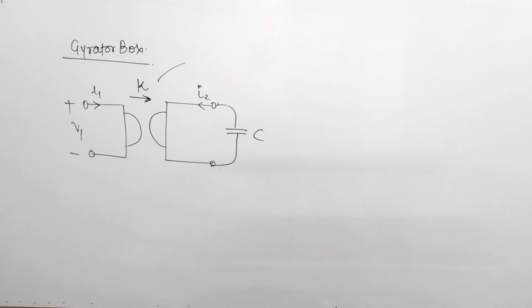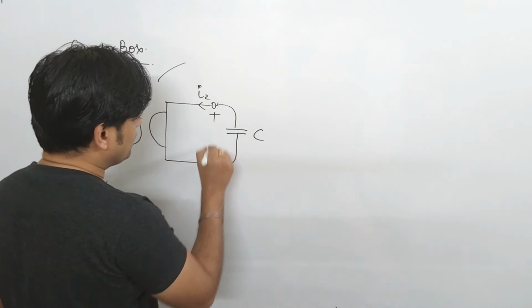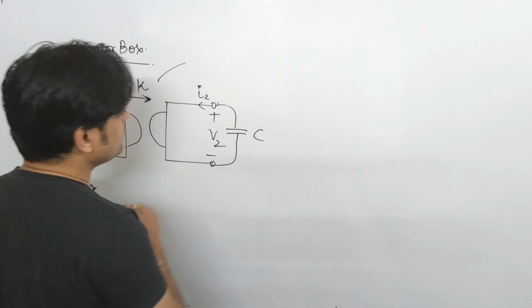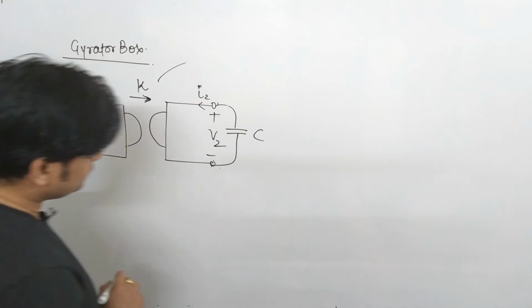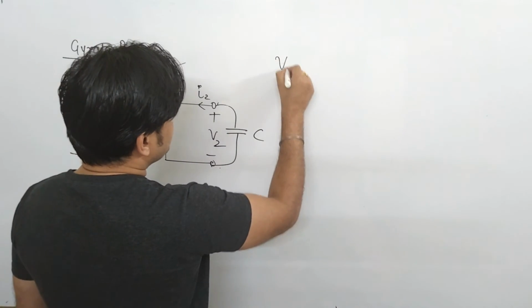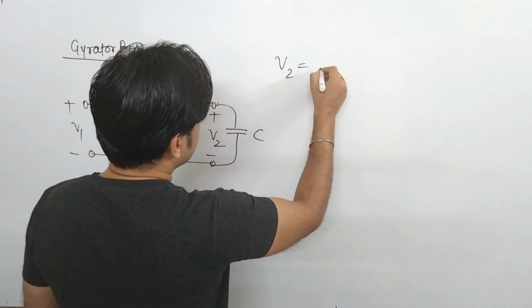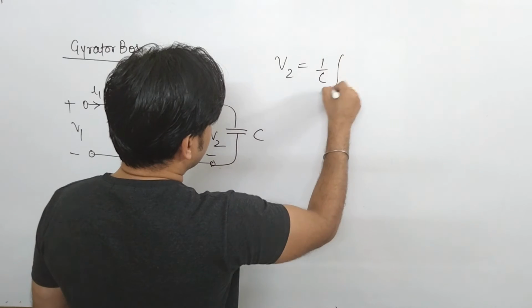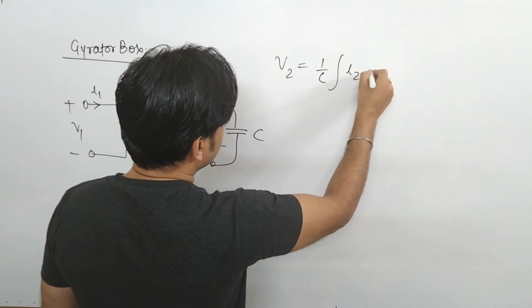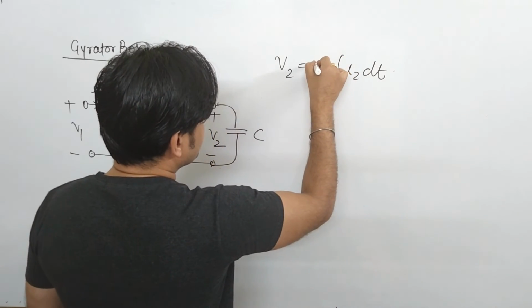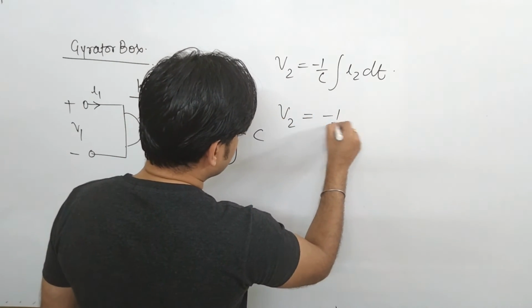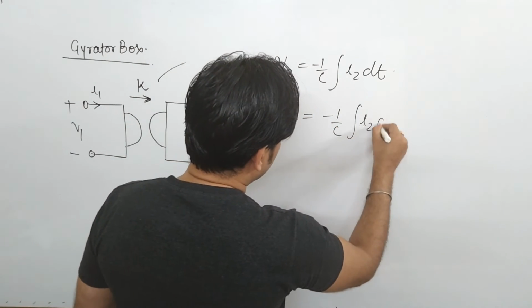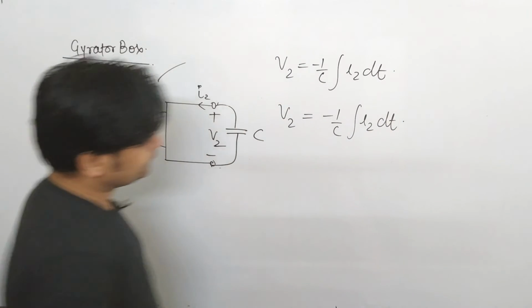If I replace this output terminal by a capacitor, with voltage V2 and current I2, then V2 is what? It is 1 by C integral I2 dt. Since the direction is opposite, you can say that V2 is minus 1 by C integral I2 dt.